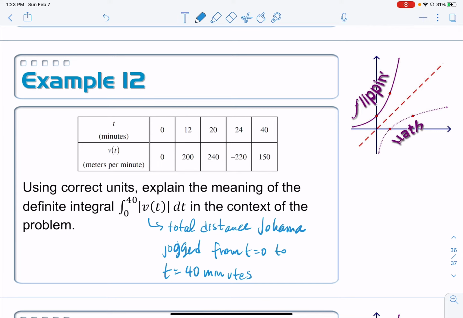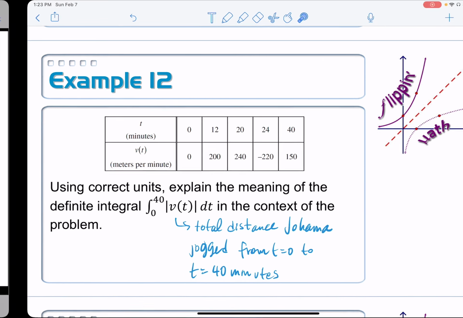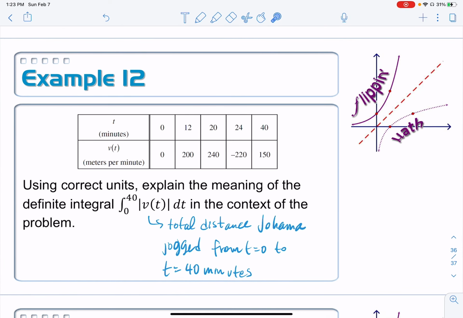Now, is it possible that they could ask us to evaluate this? It absolutely is. And how would you do that since you don't have an equation? Well, they could ask you to approximate it with something like a Riemann sum, and that Riemann sum could be a left Riemann sum using your left endpoints, or a right Riemann sum, which would use your right endpoints, or possibly you could use a trapezoid sum. You just have to pay attention to whatever it is that they're looking for.